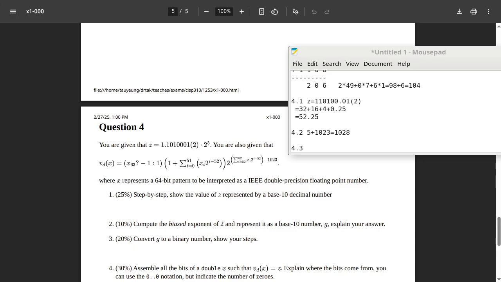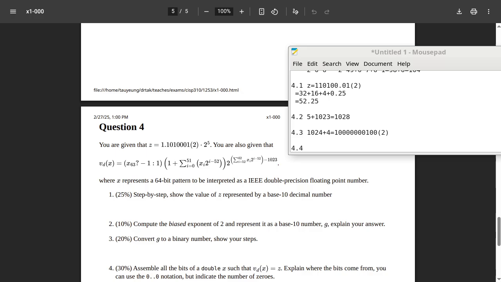4.3. Convert G to a binary number. So G is just referring to 1028. So that would be 1024 plus 4, which is 1 followed by 10 zeros. But since I have a 4, that means I have 7 zeros and then a 100. 1, 2, 3, 4, 5, 6, 7, 1, and then 2 zeros here. There we go.